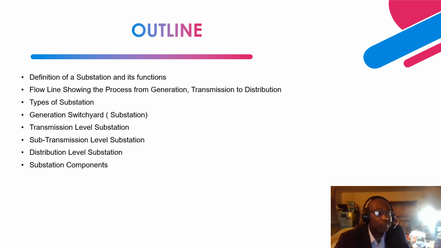Then we'll talk about the types of substations that we have out there. The types of substation we have are generation substation or switchyard. Some people call it a switchyard and some people call it a substation because it is very close to the generation source. Then we'll talk about transmission level substation, sub-transmission level substation, and distribution level substation. Last but not least, we'll talk about the various components and equipment located in a substation environment.